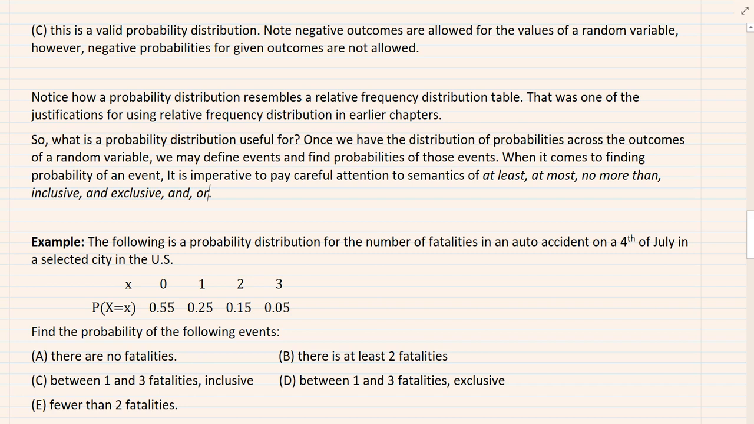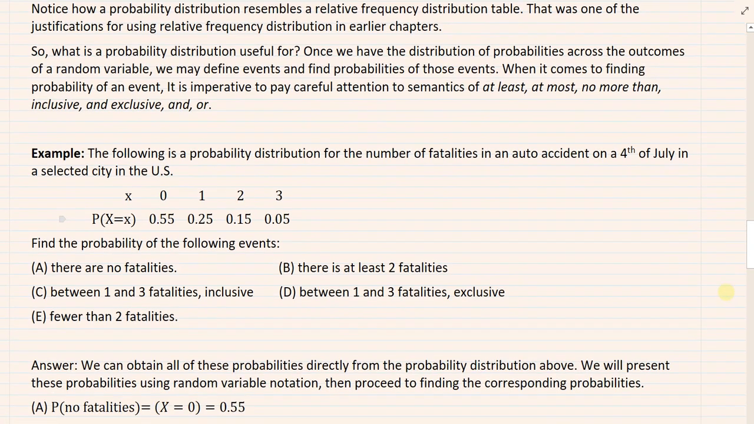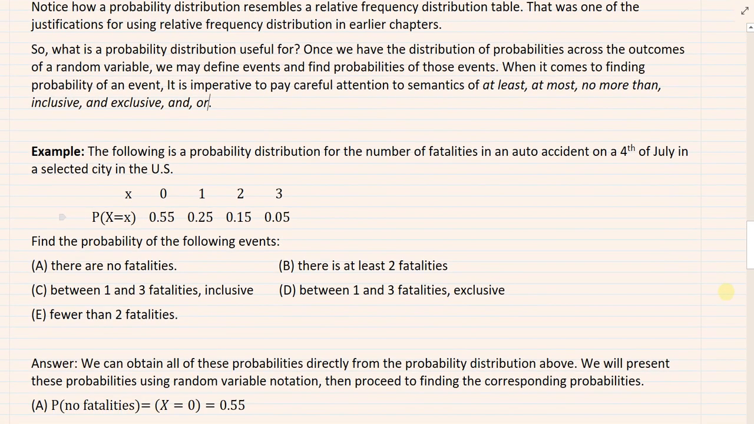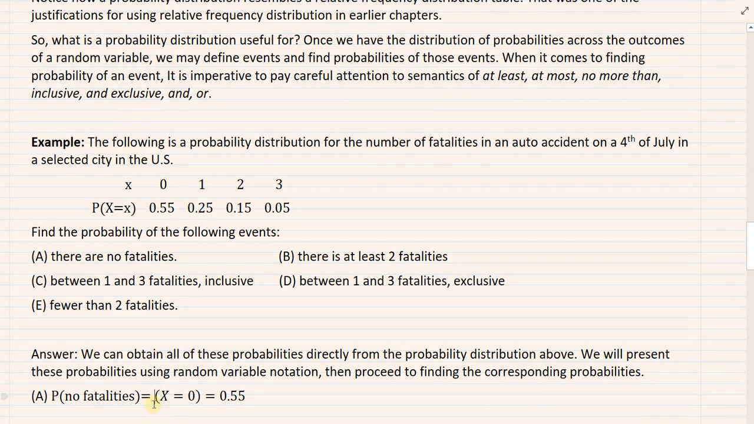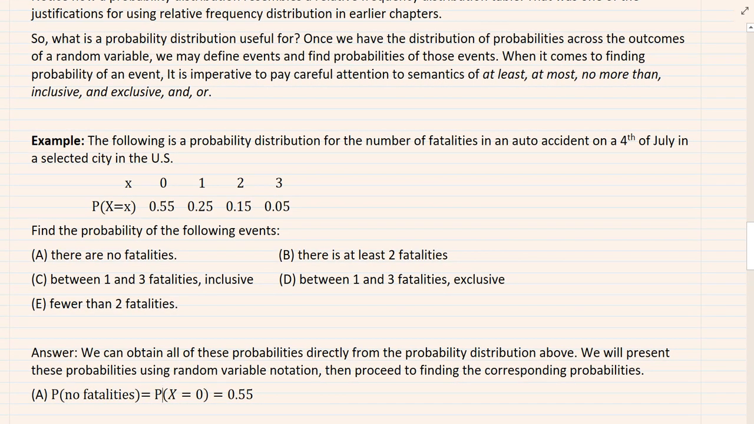So let's see, in part A, the probability that there are no fatalities. Well, no fatalities means the outcome is 0, and the probability of that we can see is 0.55 right here. That's 55%. Actually, I left the probability out in this one, so let me insert that outside the parentheses. Without it, it's just an event; now that's a probability. So that probability is going to be 55%.